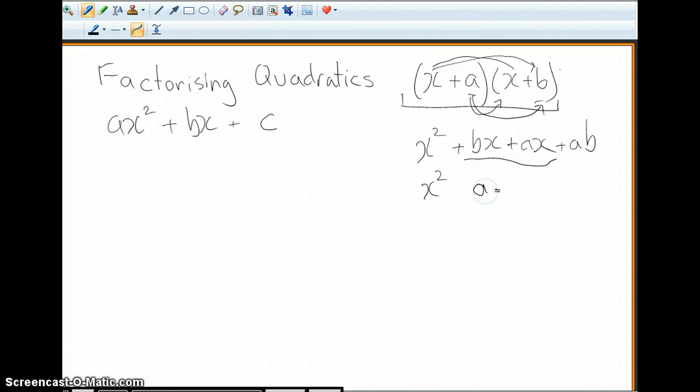There's a plus b x's, and the number on the end is just a times b. You can see that these factors, if you like, add up together to give the coefficient of x and multiply together to give the number. Let me give you another example using numbers.